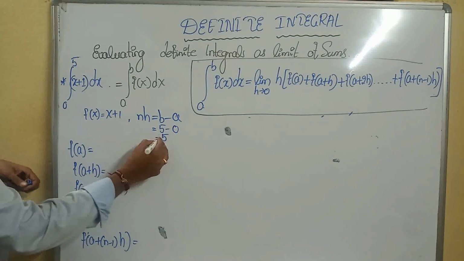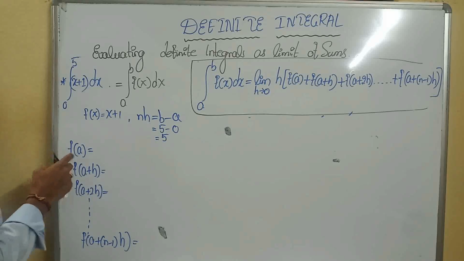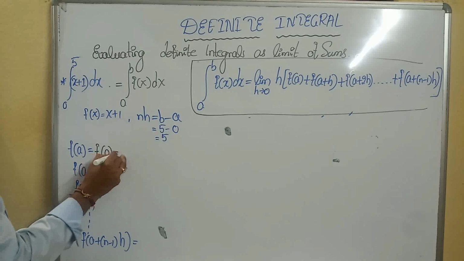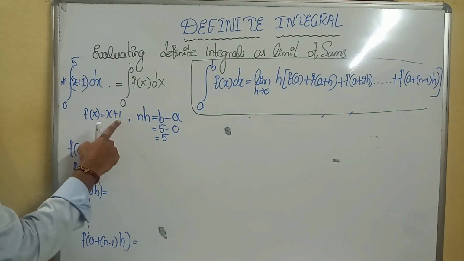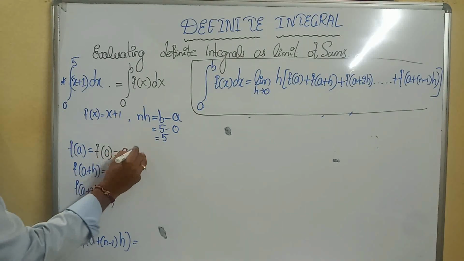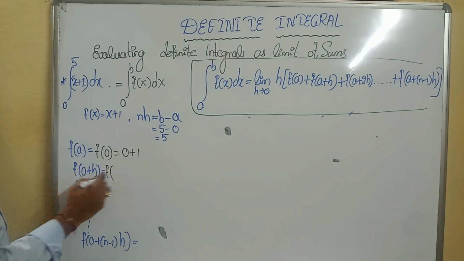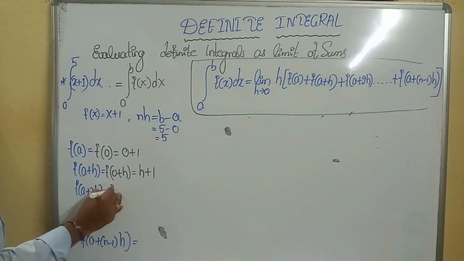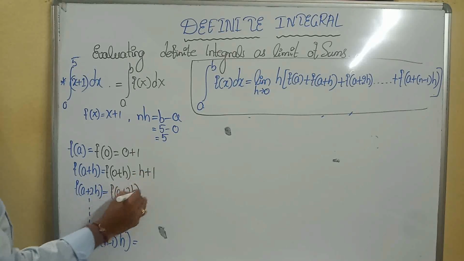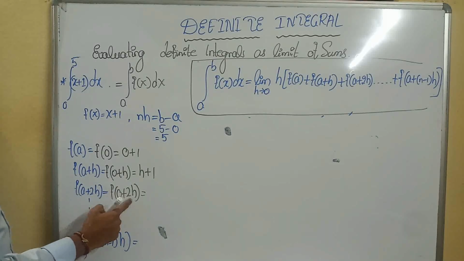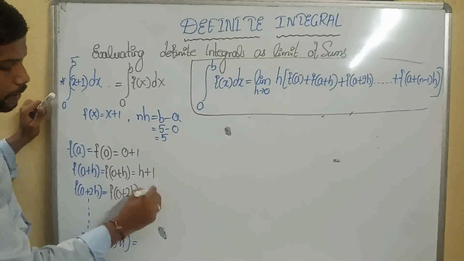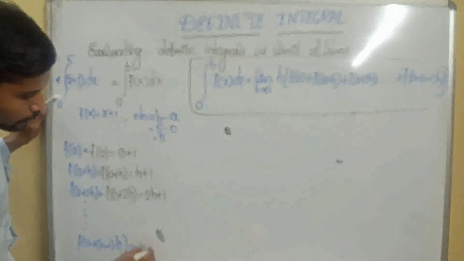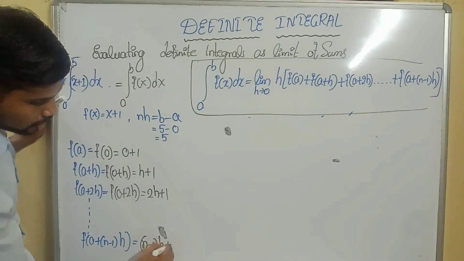Got the point clearly? Is it okay? Now what is f of a? The a value is 0, so it will be f of 0. Here f of x is x plus 1, so f of 0 is 0 plus 1. f of a plus h means 0 plus h, which will be h plus 1. f of 0 plus 2h is 2h plus 1. The last term will be n minus 1 into h plus 1.